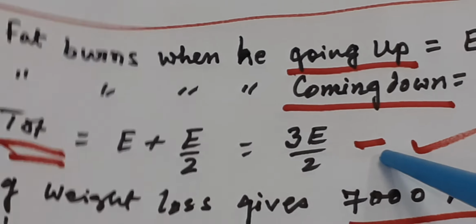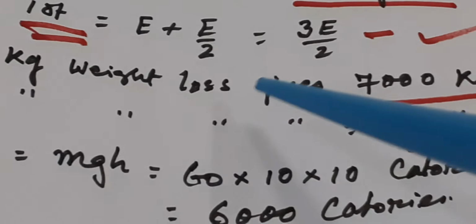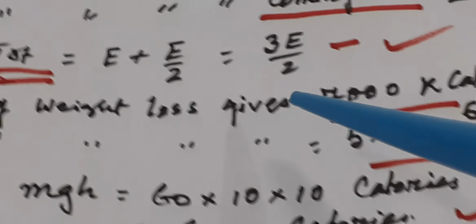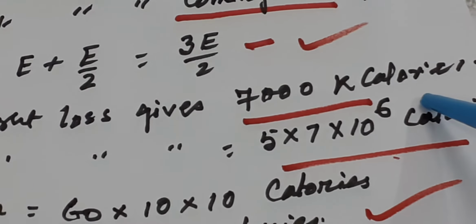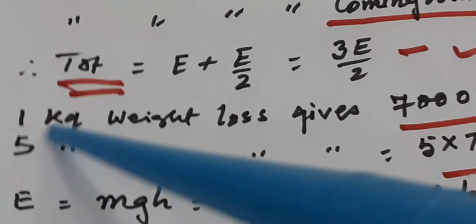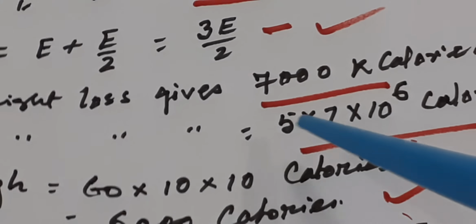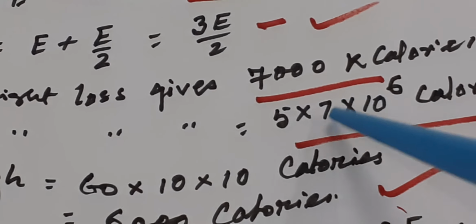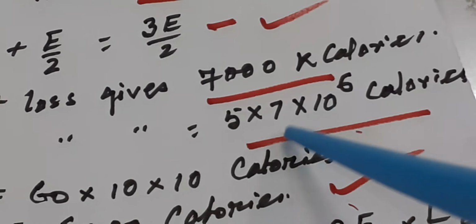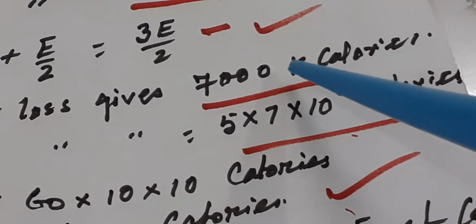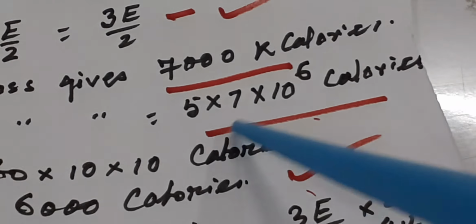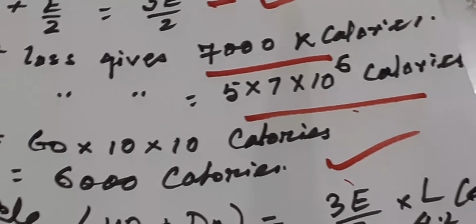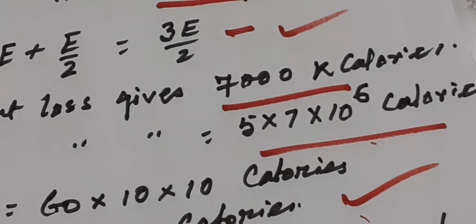Now for 1 kg of weight loss, it will be 7,000 kilocalories. For the 5 kg he wants to lose, that means 5 into 7,000 kilocalories, I mean 5 into 7 into 10 to the power 6, since kilo is 10 to the power 3 and again 3 zeros here. That means 35 into 10 to the power 6 calories of energy has to be released.